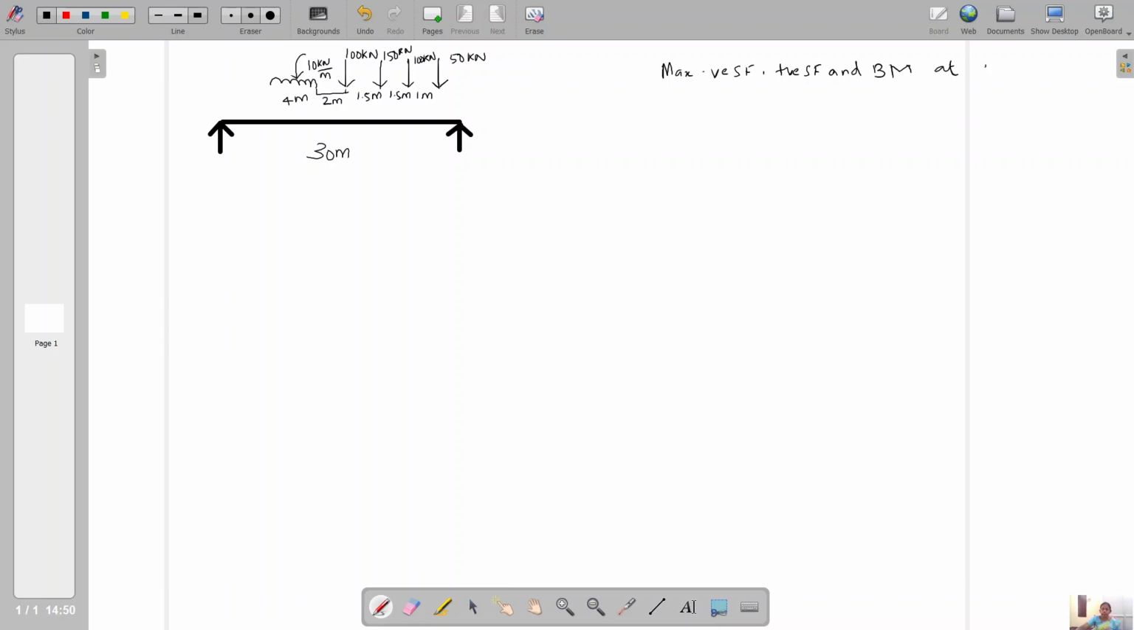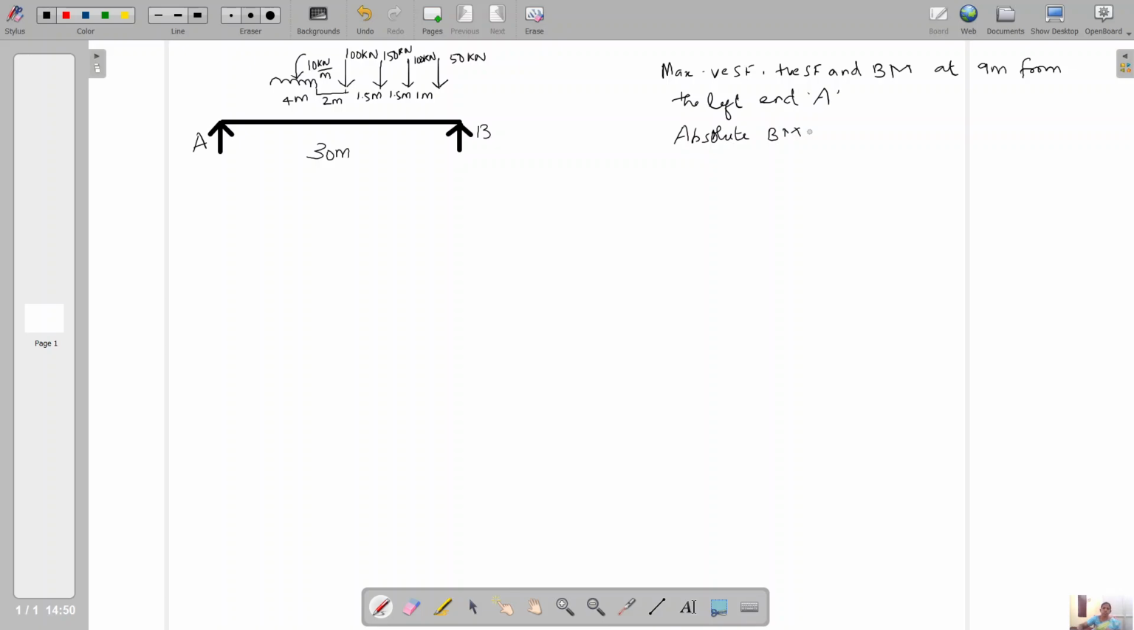at 9 meter from the left end, from the left end A. And also calculate the absolute bending moment value. Also calculate the absolute bending moment value.